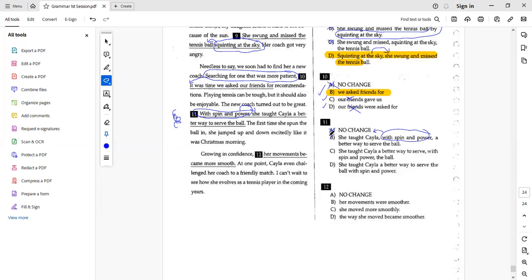With spin and power describing Kyla is also wrong. With spin and power doesn't describe anything in that option, and it comes between two commas. If you remember, I told you that we mustn't put the prepositional phrase inside commas. So that one is wrong. With spin and power describes the ball. Yes, spin and power describe the ball. So D is right.